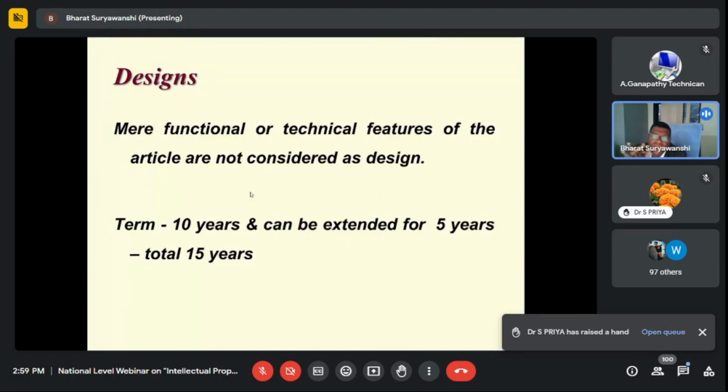Mere functional or technical features of the article are not considered design. Term is 10 years, can be extended for 5 years. So you people, being business people, should know, if you are working for some company like Bajaj, what product has got trademark or not? Is the product novel, has it got a patent or not? Has it got a trademark or not? We have to check. So we should know the importance of trademark and all.